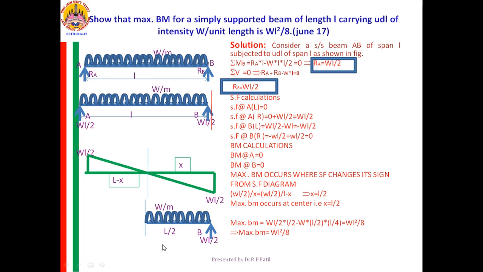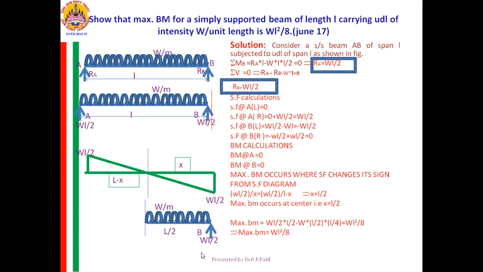See the lowermost figure. I want the bending moment here. Here the load is W per meter run for a length equal to L by 2, and WL by 2 here. So there are two loads. First load is WL by 2. It acts at a distance of L by 2. Second load is W per meter run for a length equal to L by 2. Therefore, W into L by 2 is the load. It will act at the center of L by 2, that is nothing but L by 4.